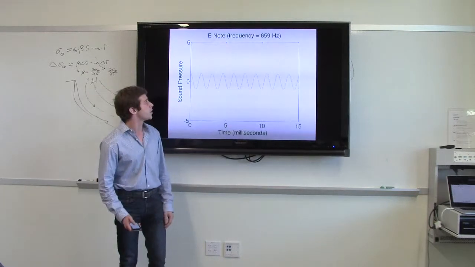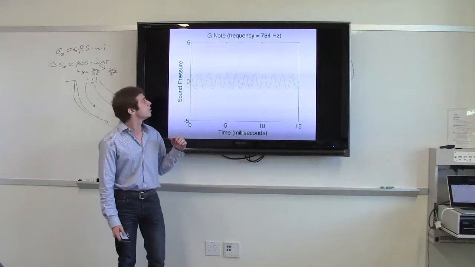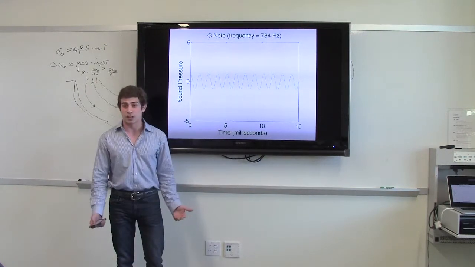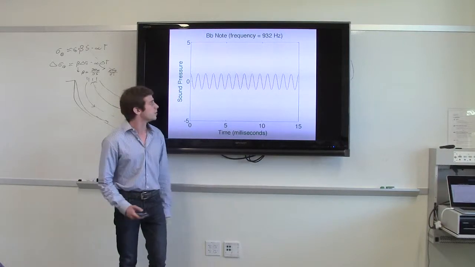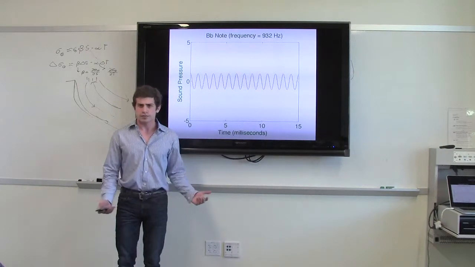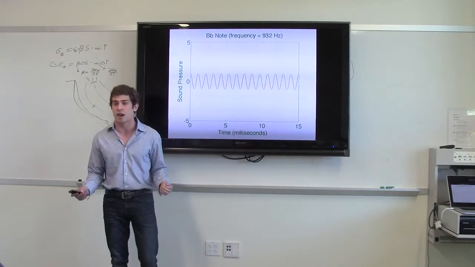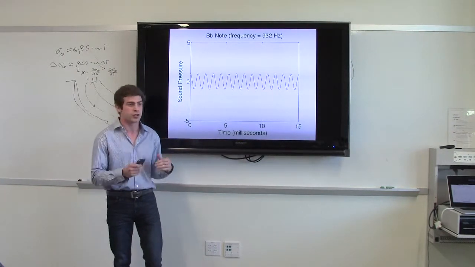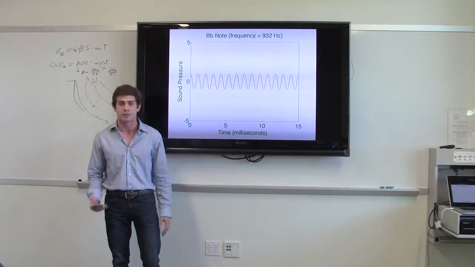So when I increase the frequency to 659, it gets a little higher in pitch. And then 784 is a little higher. And 932 is a little higher. These are notes on the scale. So those are basic sounds, and the key takeaway to remember is that a basic sound is a sine wave. It is a pressure change that is one frequency, and this is going to be really important later.